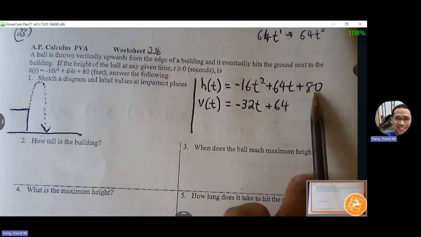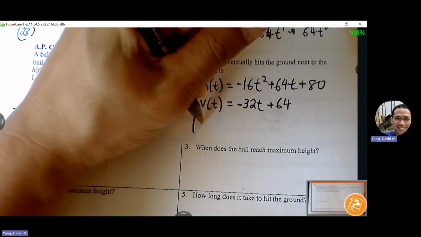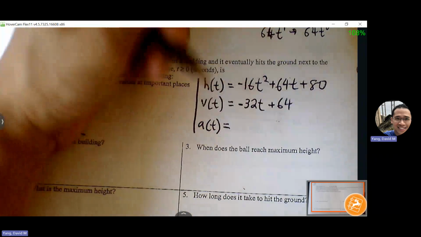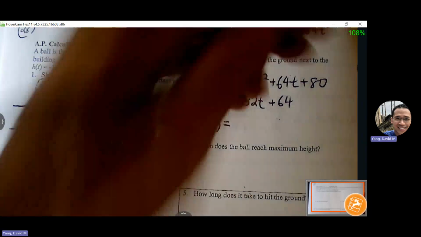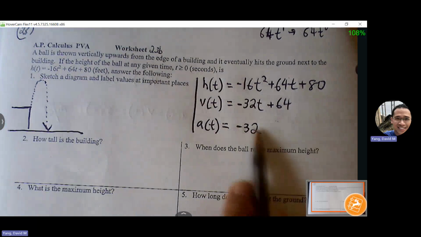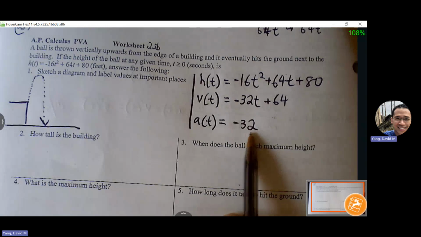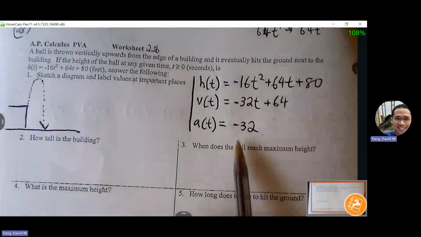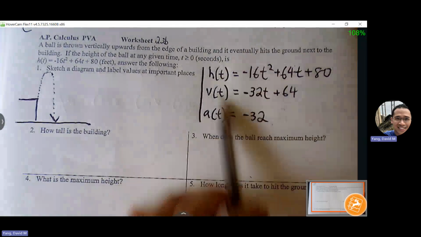Okay, and then what happens to the 80? It becomes 0. Good. The slope of a constant is 0, so that goes away. Everybody good with 64t to 64? Now let's find the acceleration. The acceleration function is simply the derivative of velocity. What's the derivative of -32t? -32. And 64 becomes 0. So acceleration due to gravity, you've heard of that, is -32 feet per second squared. The acceleration of this object is always -32, but we have these equations to work with.